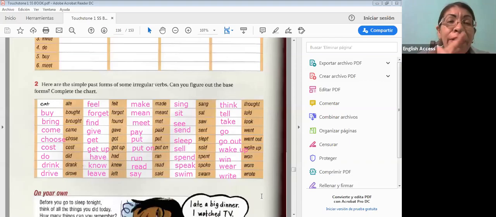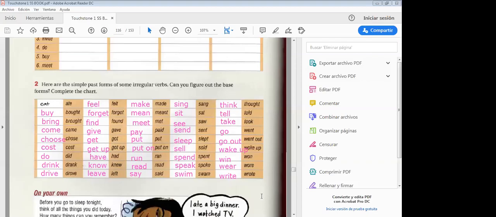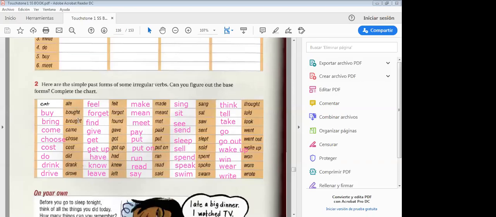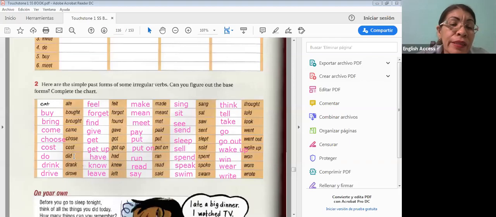Well, now let's practice with this. I'm gonna say the verbs and you're going to repeat after me. It's gonna be just the simple past, okay? Okay, so let's begin. I'm gonna start here. Bought, brought, came, chose, caused, did, drank.